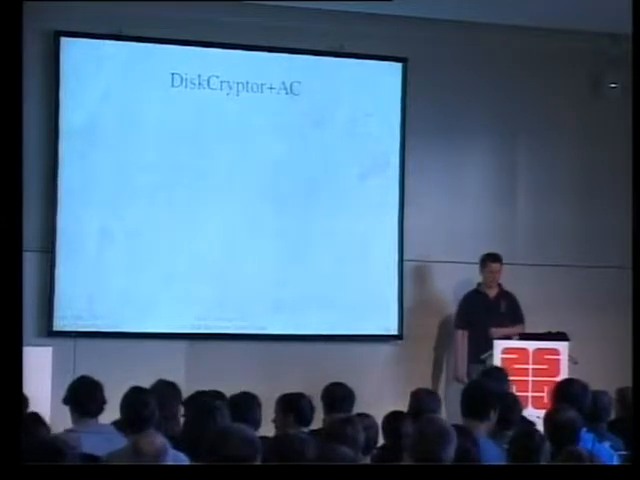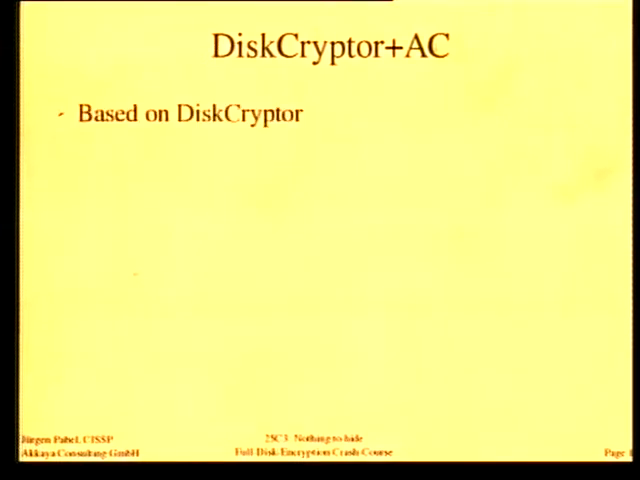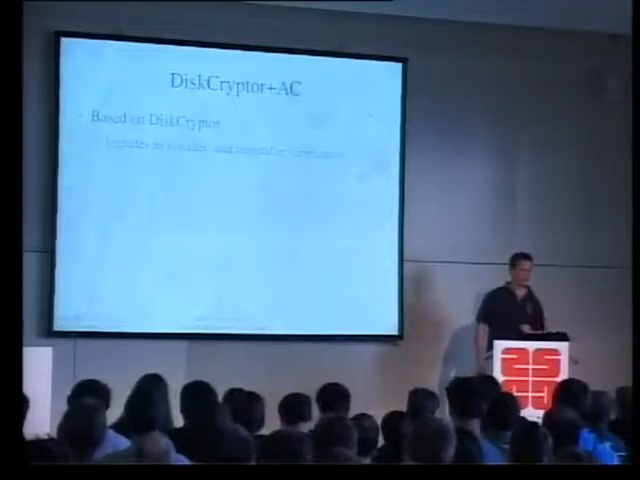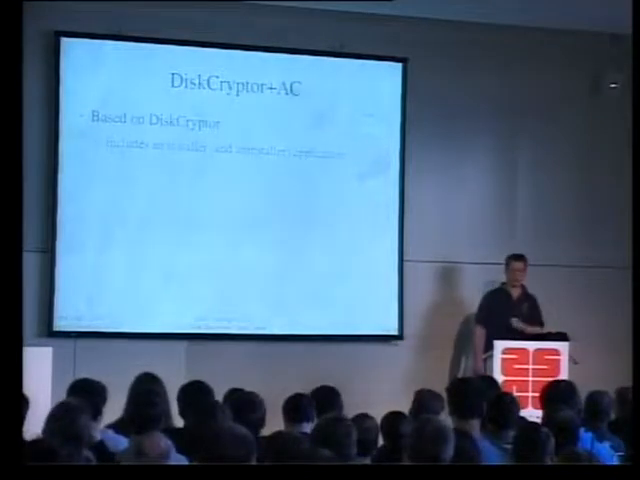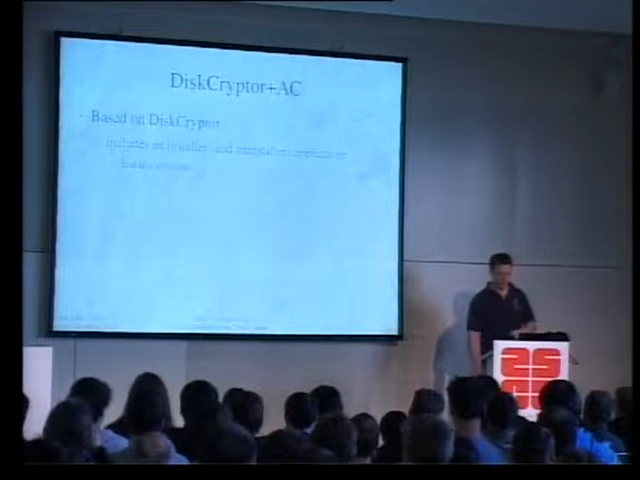Right now it's called +AC, based on Descriptor. And the one point, it includes an installer and uninstaller. So you're guided through the installation to the point where you say, which drive do you want to encrypt? What's your password you want to use? Okay, let me go encrypt the disk, and you can give this your mother and she'll know what to do.